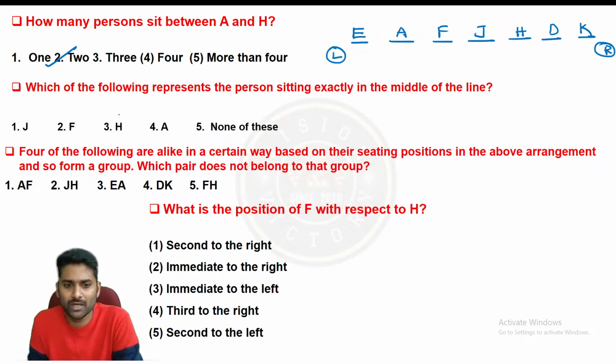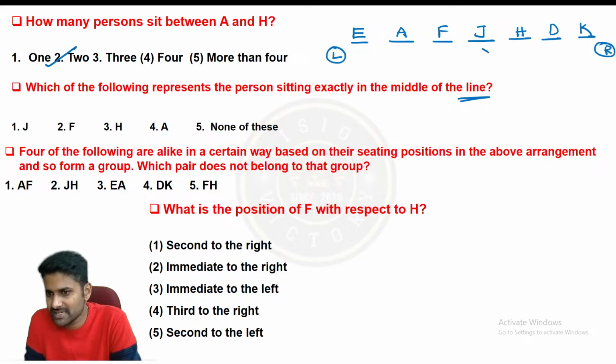Two people. Which of the following represents the person who sits exactly in the middle of the line? Who sits exactly in the middle of the line? According to our arrangement, J sits exactly in the middle of the line.